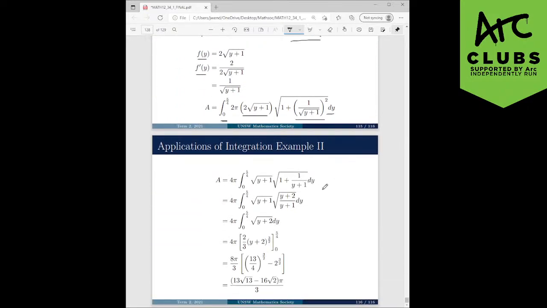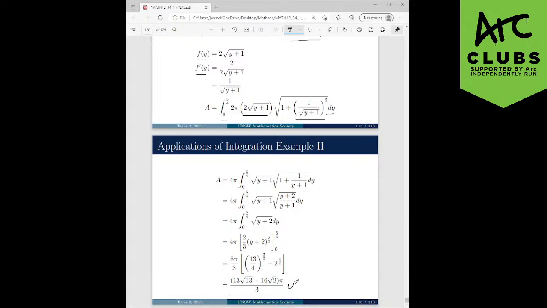So in this square root, you evaluate that. Multiply these square roots together. The y plus 1s actually cancel. You have square root y plus 2. Chuck this 4 pi out. You know, 2 pi times 2, chuck it out at the front there. Evaluating square root y plus 2 is just a little reverse chain rule. You use up the y plus 2, and then it evaluates to y plus 2 to the power of 3 on 2 over 3 on 2. Sub in your upper and lower bounds, and you get the area.